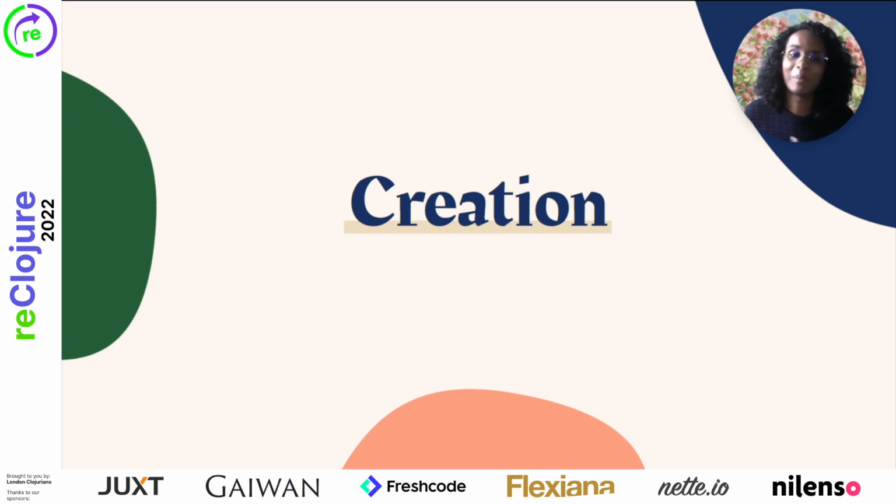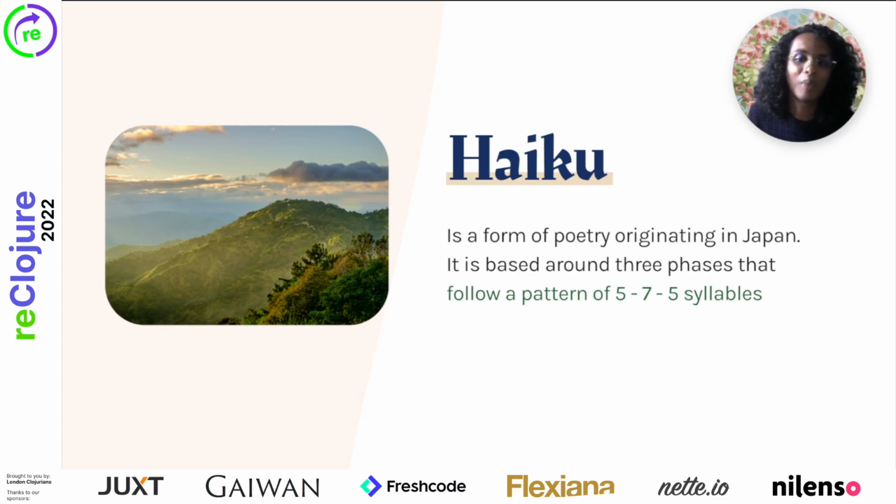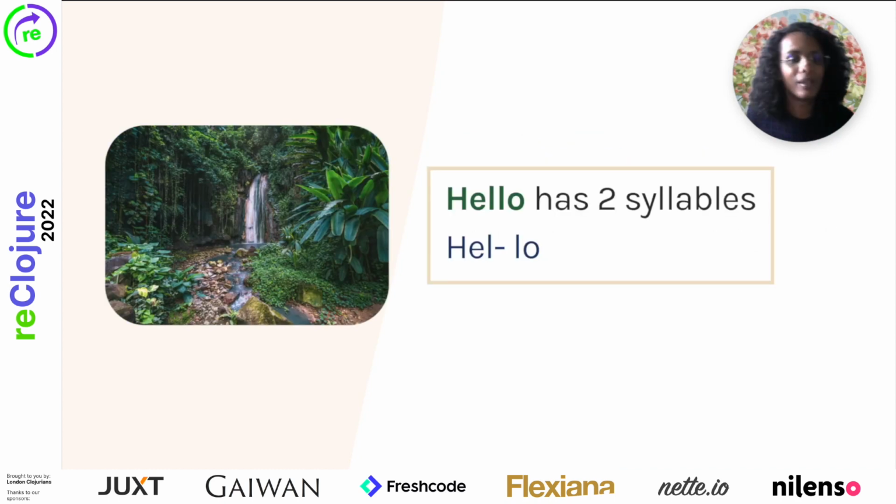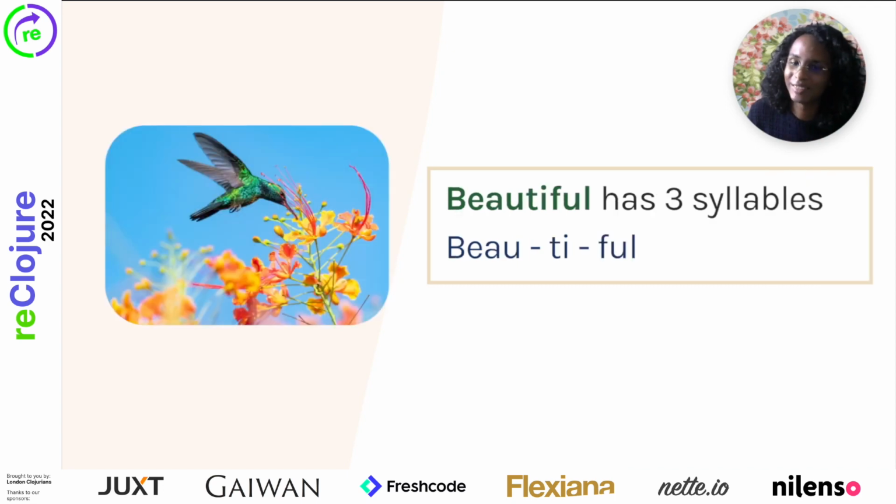And in writing poetry, one of the types of poems that I frequently write is called a haiku. And the haiku is a form of poetry originating in Japan. It is based around three phrases that follow a pattern of five, then seven, then five syllables. The syllable, if you don't remember, is a unit of pronunciation forming the whole or part of a word. So, for example, hello has two syllables. Hello. Beautiful has three.